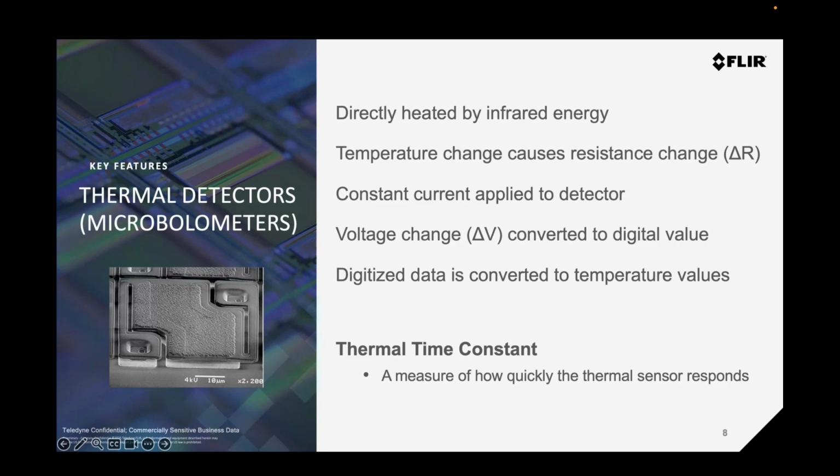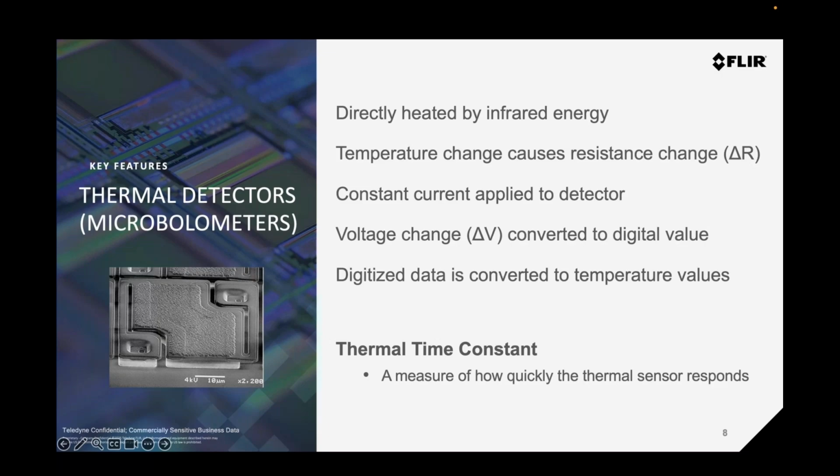We run a constant current across the sensor, and so then we can measure the change in voltage due to the change in resistance. And then we use a readout integrated circuit to measure the voltage change for each element and convert the reading to a digital count. This digital count, or digitized data for each pixel element, is then calibrated to temperature, assigned a color or grayscale value, and presented as an infrared image that many of us are used to seeing.